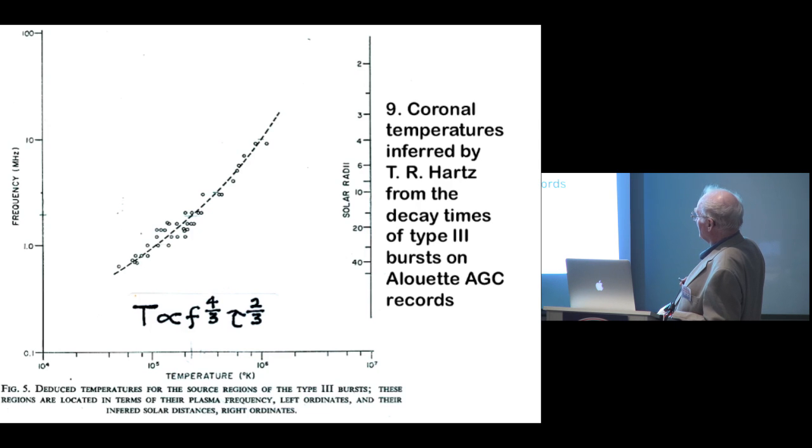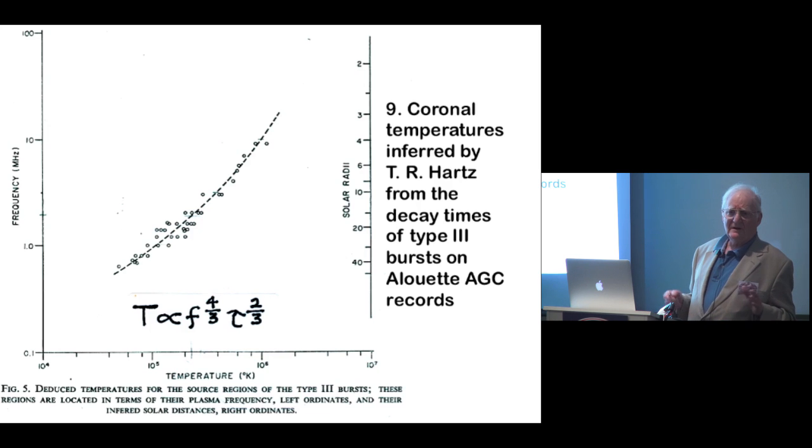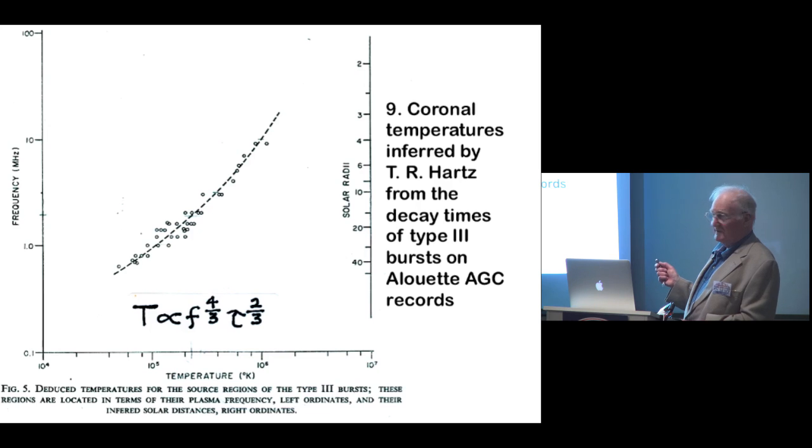I would say, summarizing, that this was a very clever experiment because the Alouette satellites were launched in order to probe the Earth's ionosphere. But by looking at the AGC voltage of the satellite receiver, Hartz simultaneously probed the temperatures in the solar corona over, as you can see, quite a large range of distances.